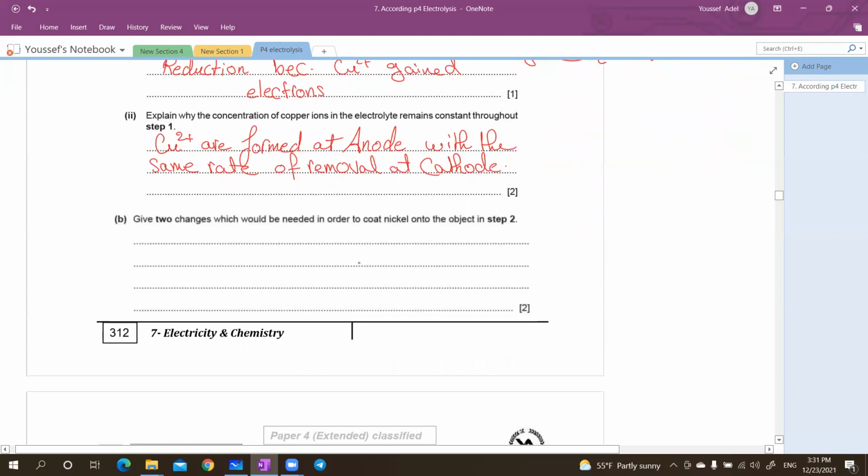Give two changes which would be needed in order to coat NaCl onto the object in step 2. Actually, we have to do two things. We have to replace the copper rod with NaCl. And we have to change the electrolyte. Instead of copper sulfate, we have to put NaCl solution.